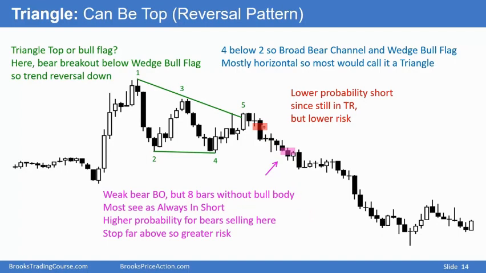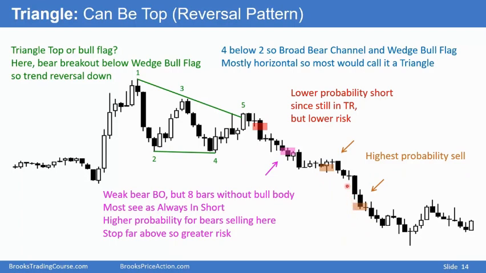Higher probability, selling here than there. At this point, we have 3 or 4 consecutive bear bars, 8 bars without a bull body. This is now probably a bear trend. Probably means it's more likely going down than up, so it's always in short. This is a higher probability short than shorting the reversal up here when the market is still neutral.